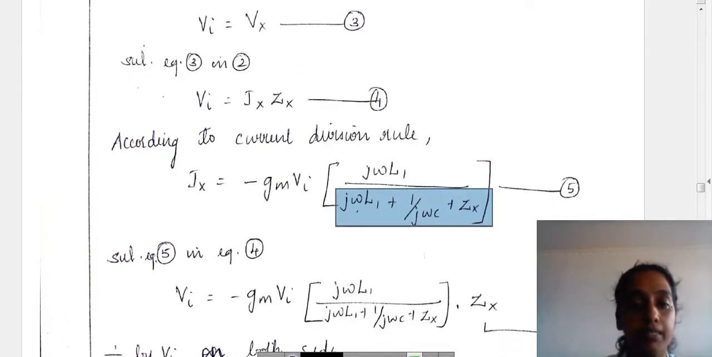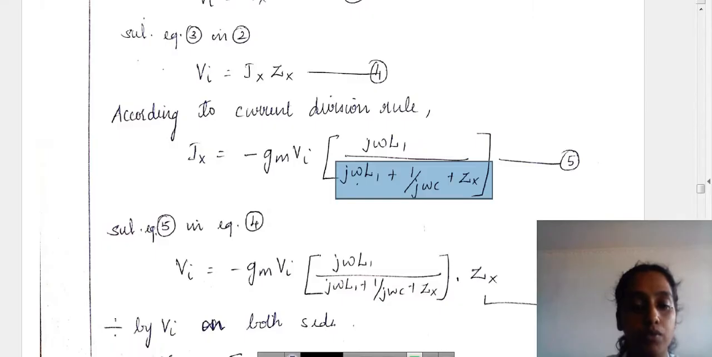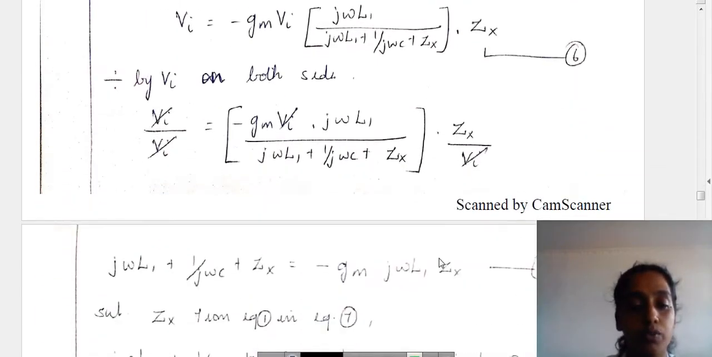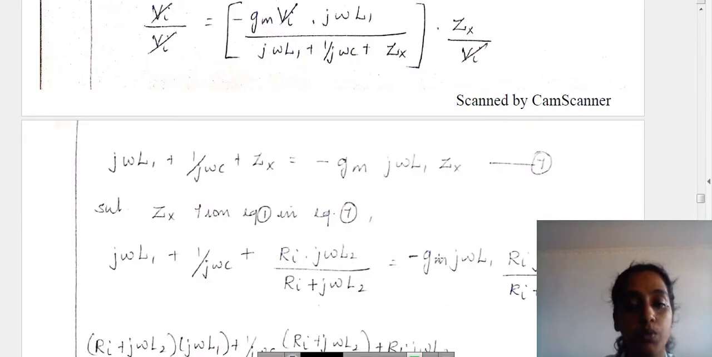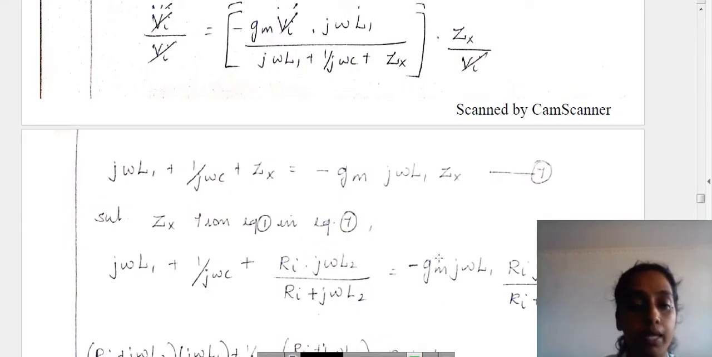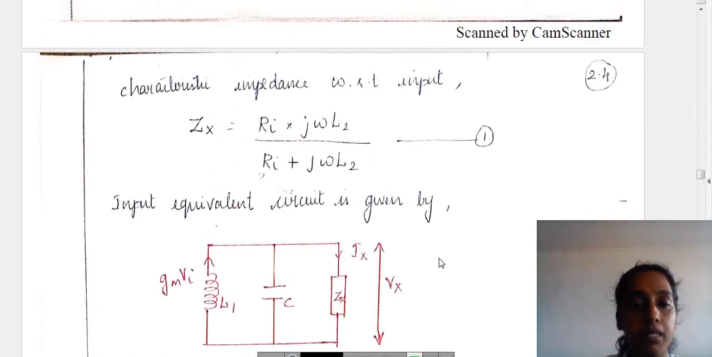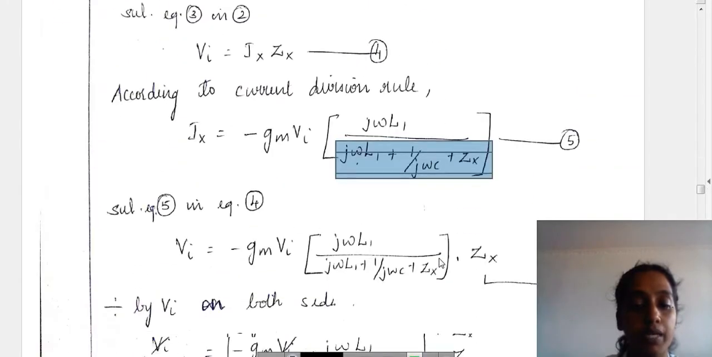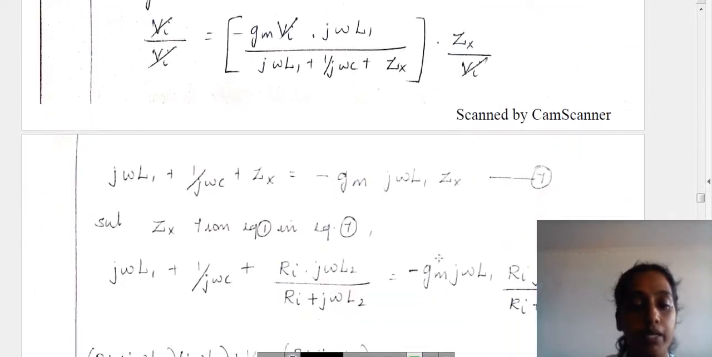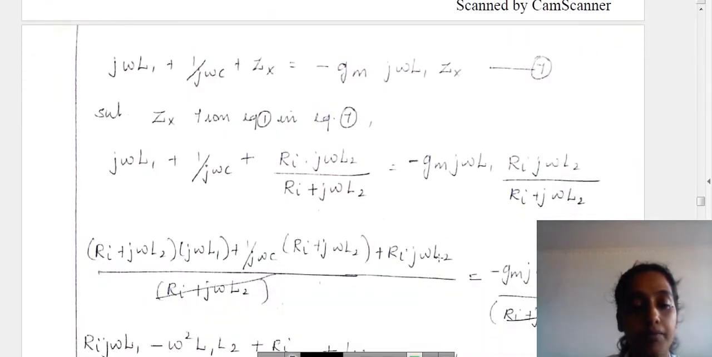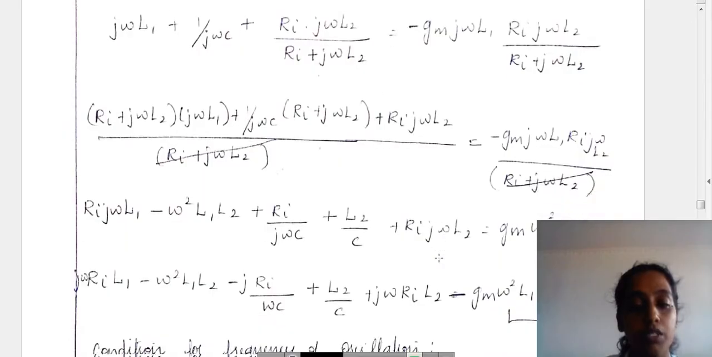Substitute the value of Ix in equation number 4. Divide by Vi. So here Vi will be getting cancelled and hence we get equation number 7. Now we know that from equation 1, Zx, the characteristic impedance, is j omega RiL2 divided by Ri plus j omega L2. So substitute that value and we get equation number 8.